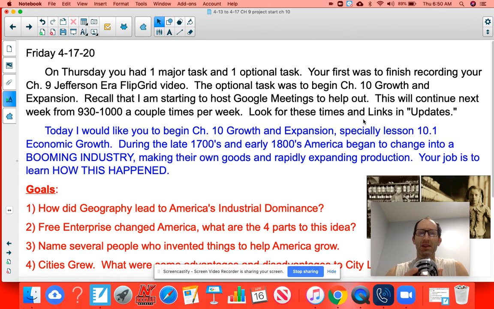Today, your job is to begin Chapter 10, Growth and Expansion, especially Lesson 10.1, which is Economic Growth. You see, during the late 1700s and early 1800s, America began to change into a booming industry, making their own goods, rapidly expanding production, and your job is to learn how that happened.